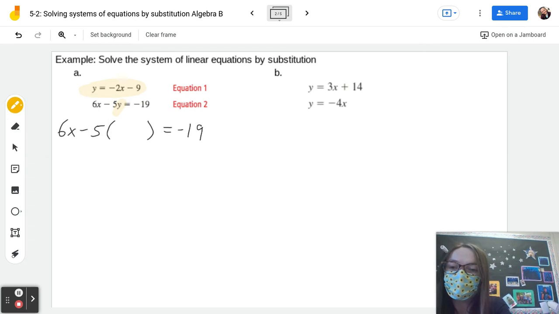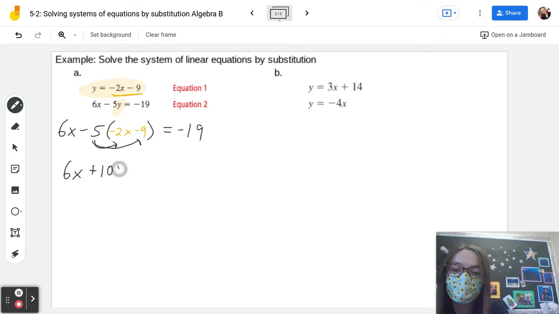To use substitution, I'm going to substitute in negative 2x minus 9 into the parentheses. And then from there, we just need to use our algebra skills. So I'm going to use the distributive property first. I'm going to get 6x, which stays the same. Negative 5 times negative 2x is actually positive 10x, because a negative times a negative is a positive. Negative 5 times negative 9 is positive 45, is equal to negative 19. Okay, well, I see two like terms here. 6x and 10x add to 16x plus 45.